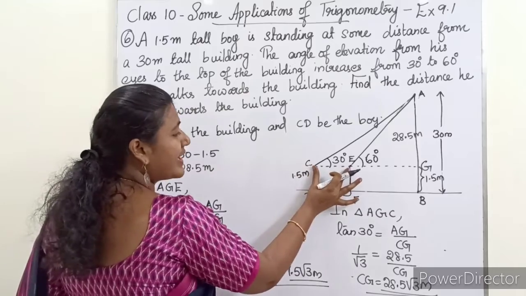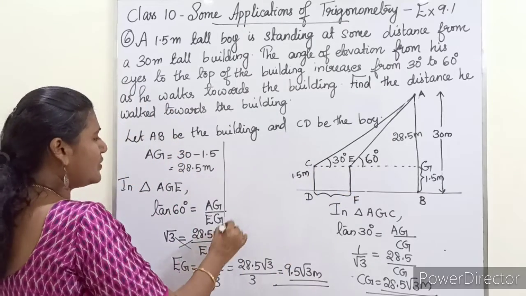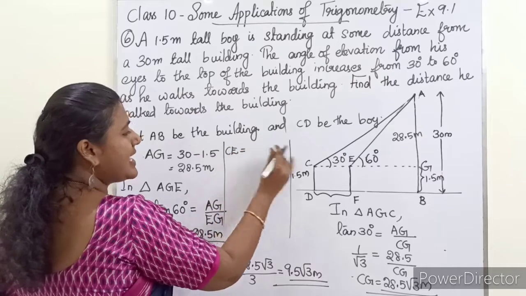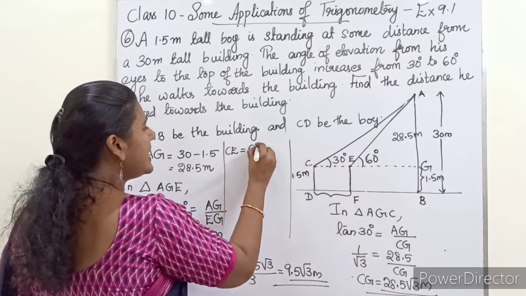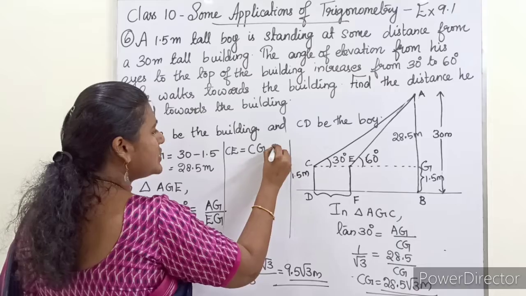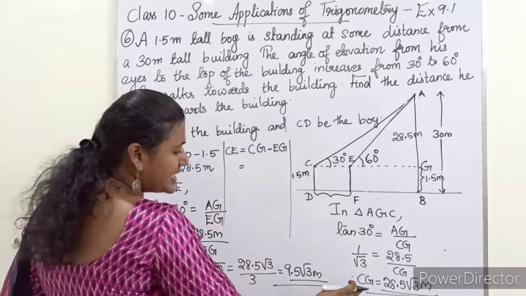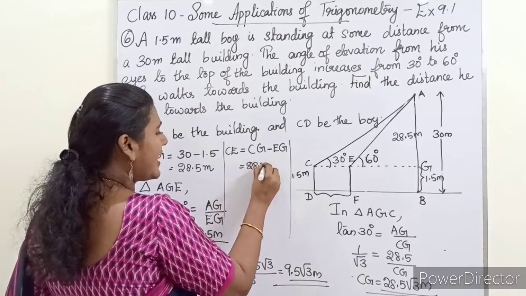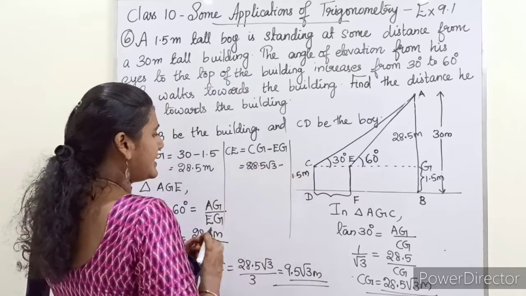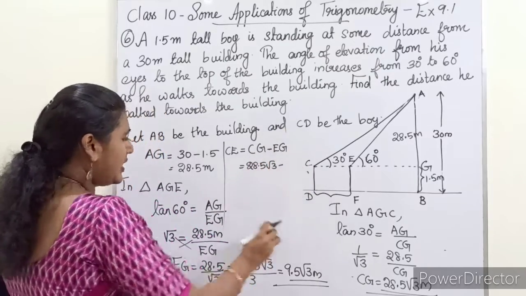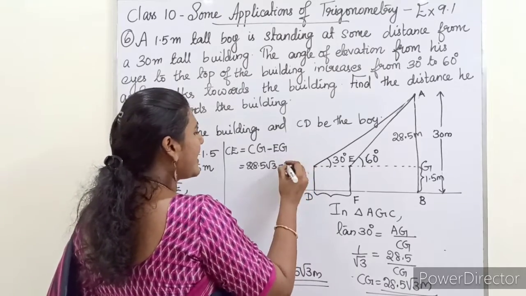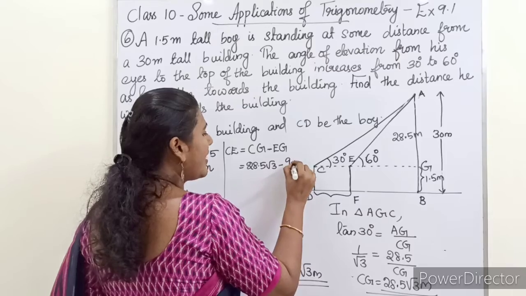Actually we have to find the CE. So listen here, how to find the CE? CE is equal to CG minus EG. So what is the value of CG? 28.5 root 3. So 28.5 root 3 minus, here, what is the EG value we got? 9.5 root 3. So we'll write here 9.5 root 3.